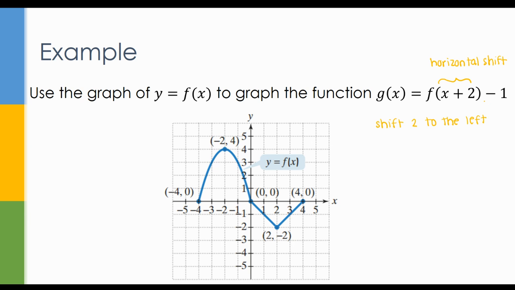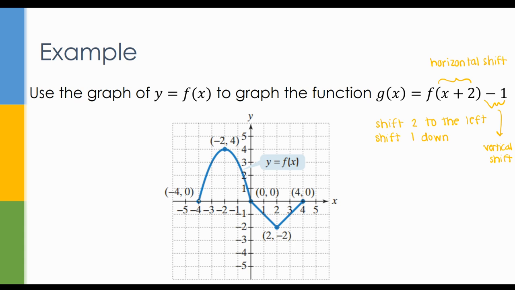When we're dealing with numbers that are outside, well, that's going to then be a vertical shift. And we keep the sign the same. So since it says minus 1, that's going to tell us that we are going to shift 1 down. Okay, so that's what I'm going to do with each of these ordered pairs. I'm going to move 2 to the left and 1 down and plot that new point.